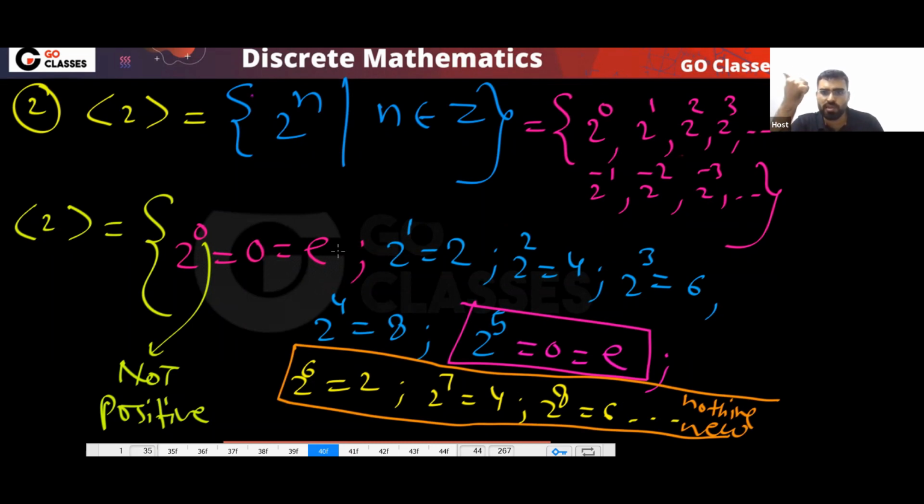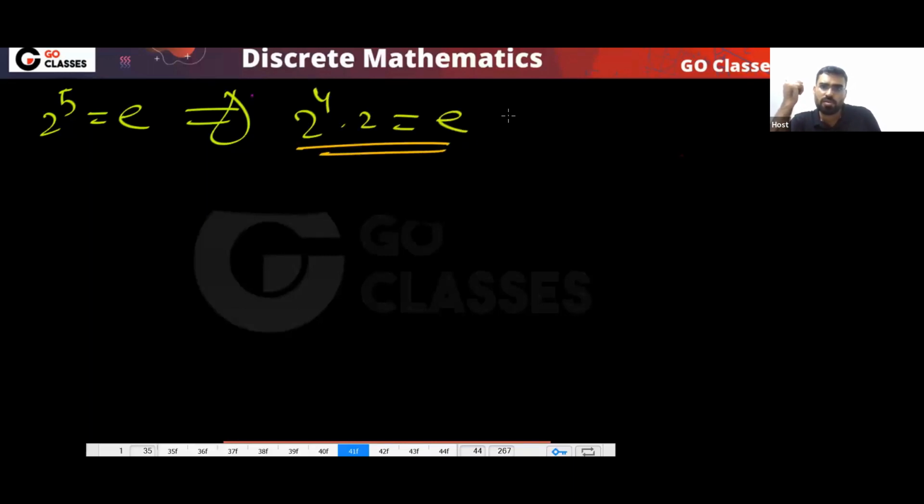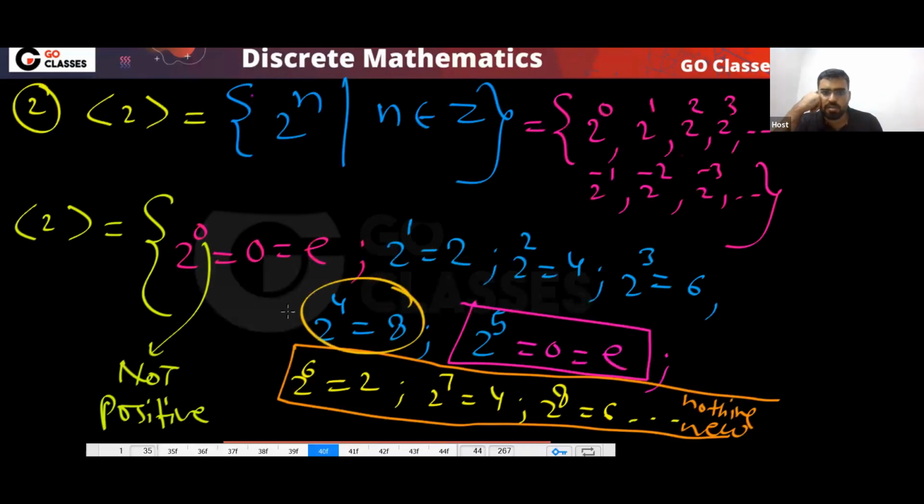I already got 2 inverse. Where is 2 inverse? Remember, this is your 2 inverse. Because 2 power 5 is identity element, so what is 2 inverse? 2 inverse is equal to 2 power 4. This is same as 2 inverse. So you can notice that you don't have to go in the negative direction because already you got 2 inverse.